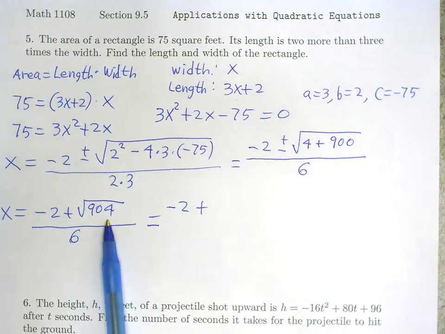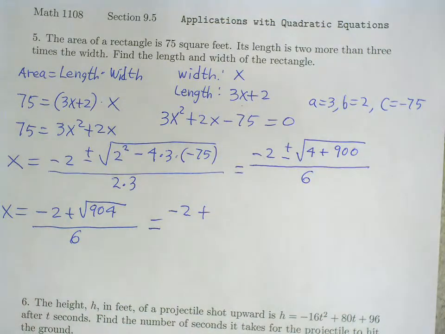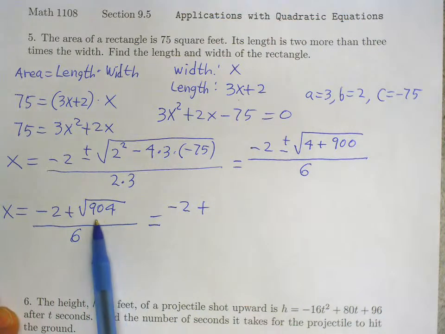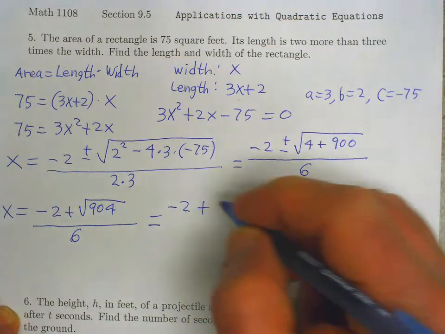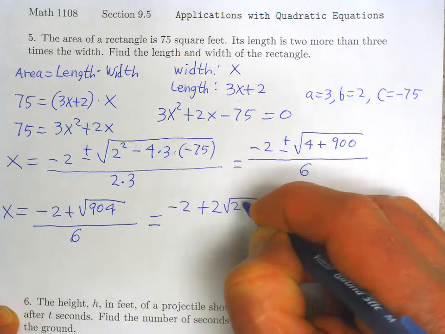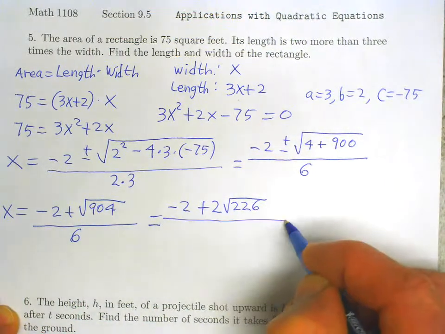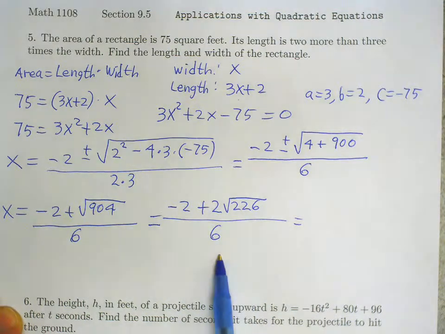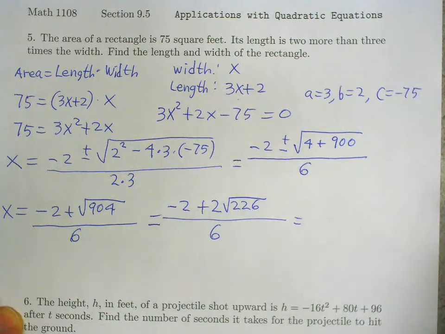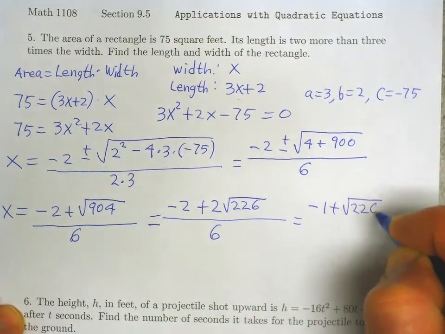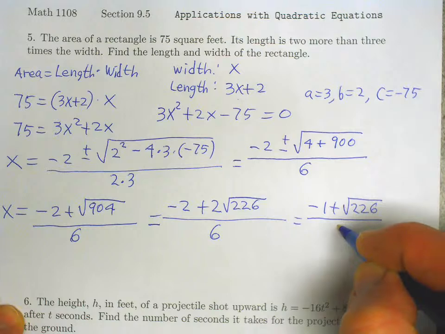So 4 is a factor of 904. That's a perfect square. 4 times 226 is 904, and the square root of 4 is 2, so we can write -2 plus 2 times the square root of 226, all divided by 6. And then if we cancel one factor of 2 from the numerator and denominator, we get -1 plus the square root of 226 divided by 3.